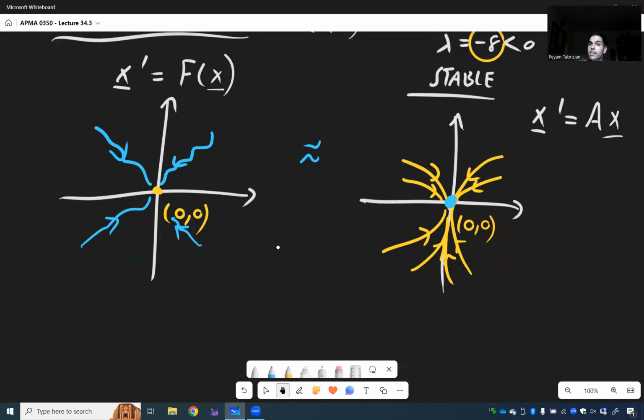So let me recap. For x prime equals Ax, solutions get sucked into the origin. But because both systems are similar, for the original one, solutions also get sucked into the origin. So (0, 0) is stable.